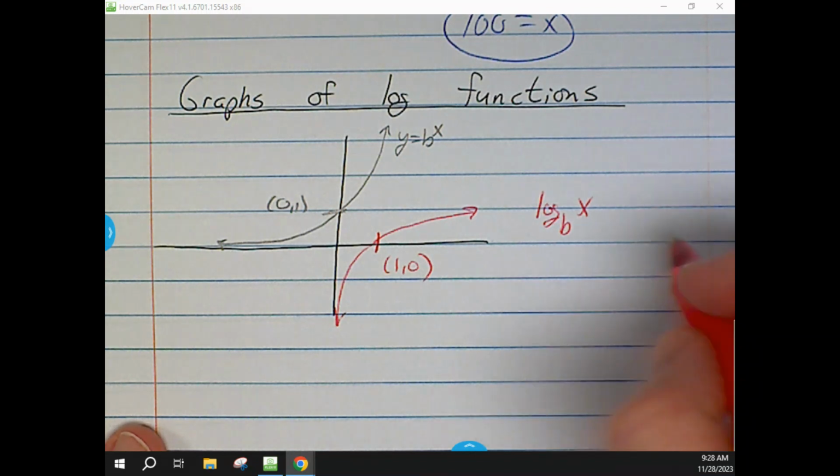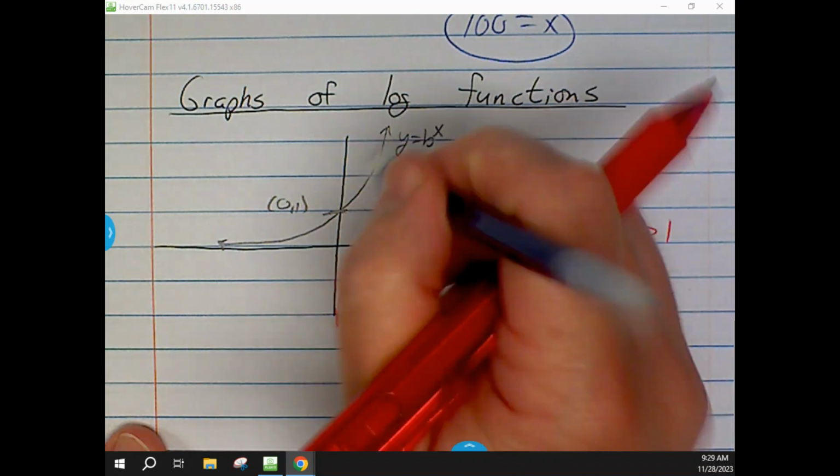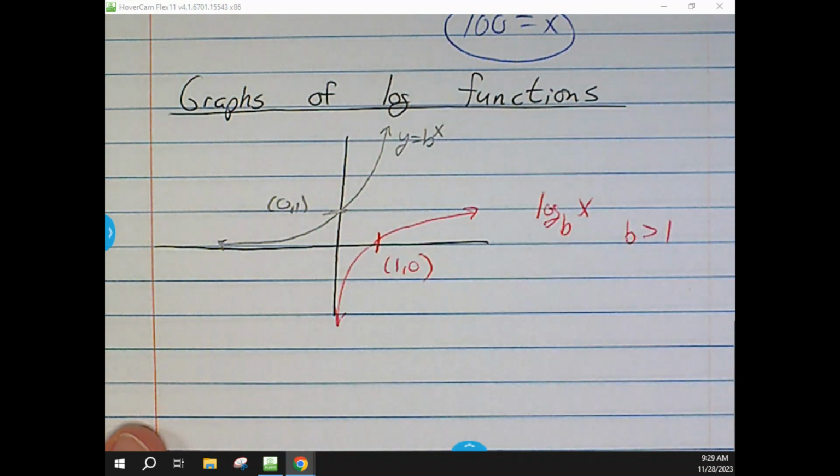Okay, now the one thing with this one again is that we're still going to use this if our base is greater than 1, as we're going through this part of it. Now, thinking about domain and range.